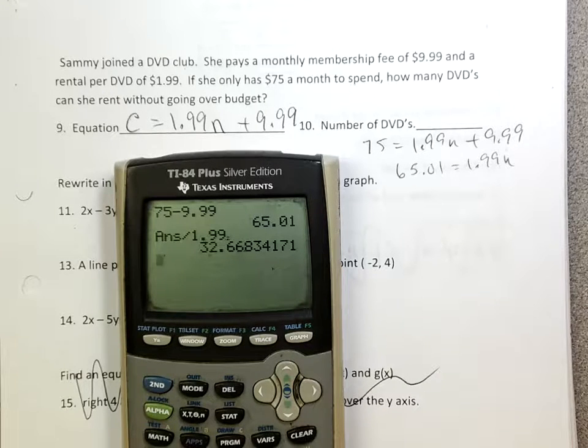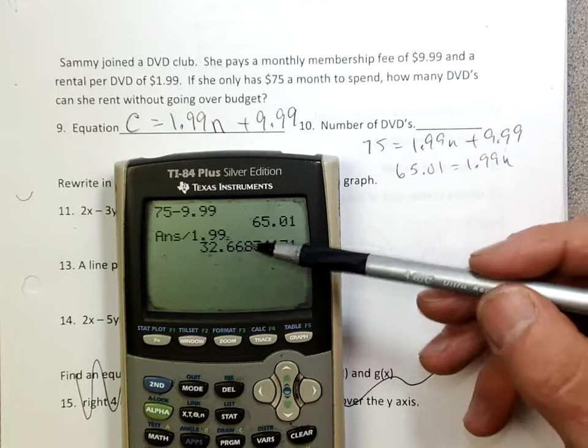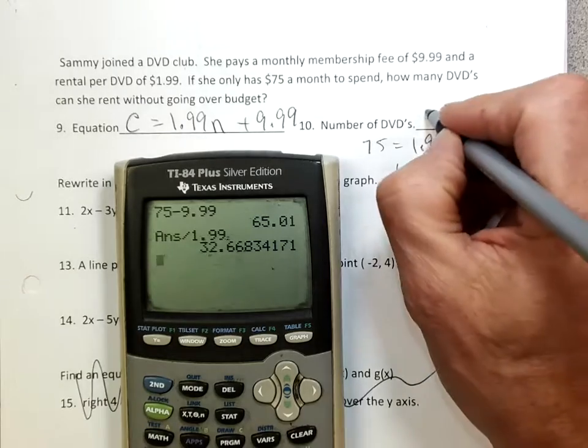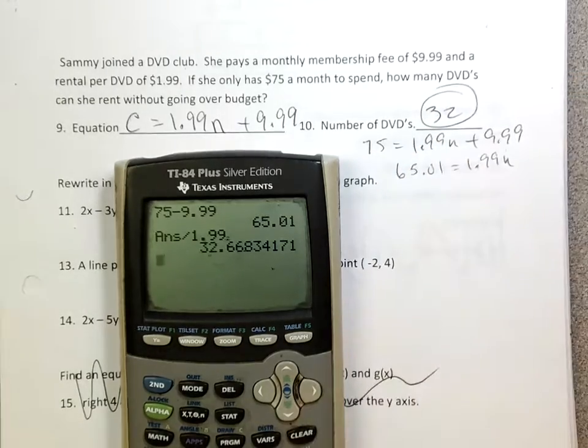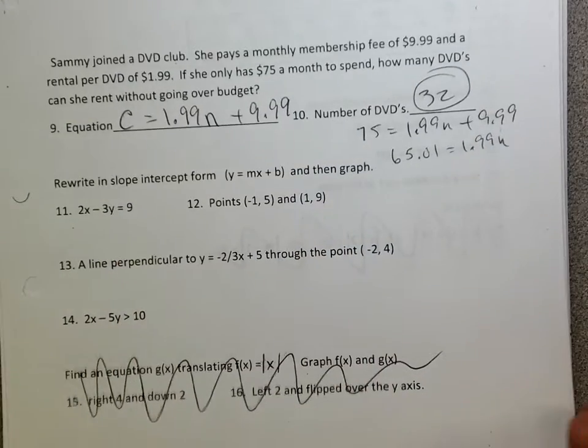So now I'll divide by $1.99, divide by 1.99, and I get 32.6, but I cannot buy 0.6 of a DVD. The answer is 32, right? You have to round down. Don't round up. You don't have enough money for 33. Does that make sense? You do not have enough money for 33. Don't round up. Round down to 32. Totally right, Jackson. Totally right. Easy? Okay, good.